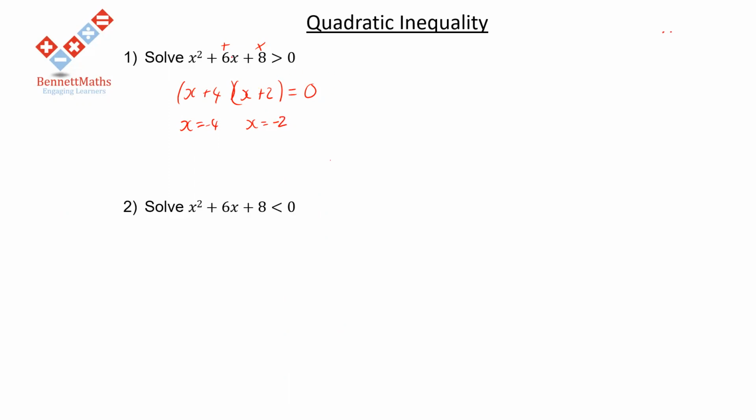Now, the next step is to look at the equation and see if it's greater or less than 0. If it is greater than 0, then it's talking about the points that are either side of the intersection points of the x-axis, which means that we'd have two solutions. Our first solution is that x could be greater than -2. Our second solution is that x could be less than -4. So if you think of the graph of that equation, it's all the points on the right-hand side of the graph and also the left-hand side of the graph.